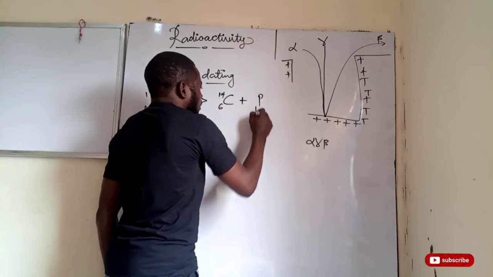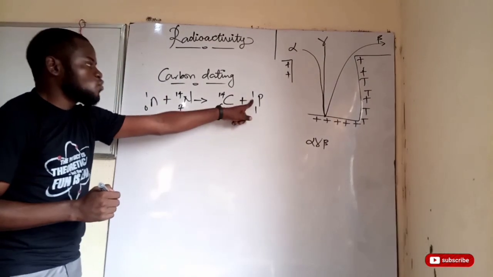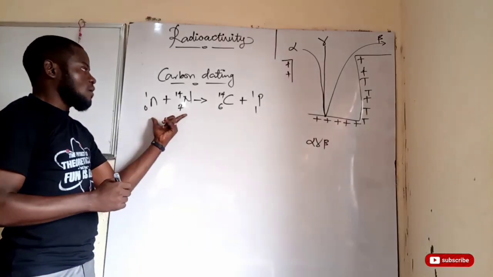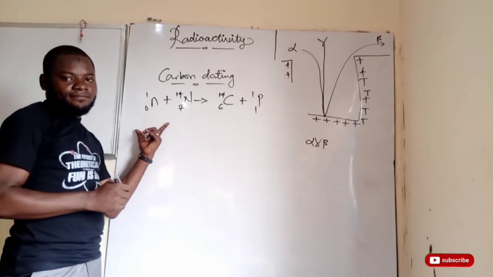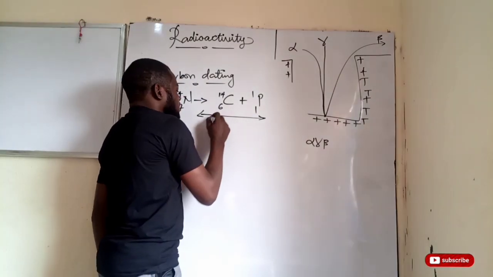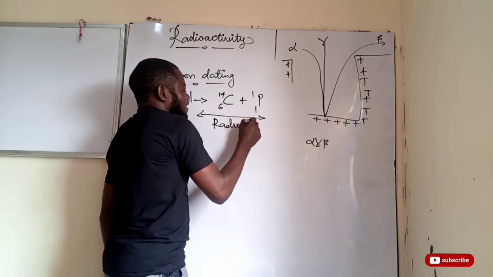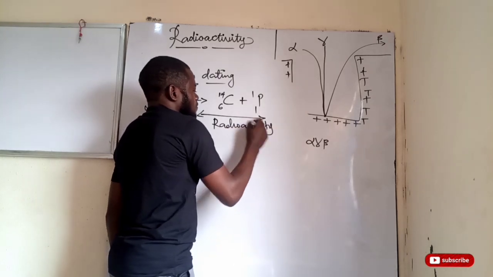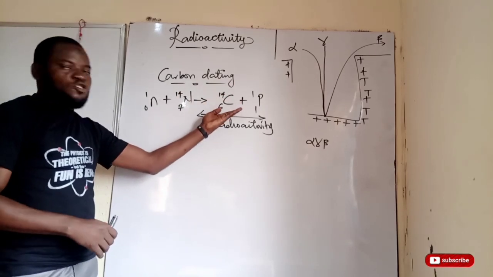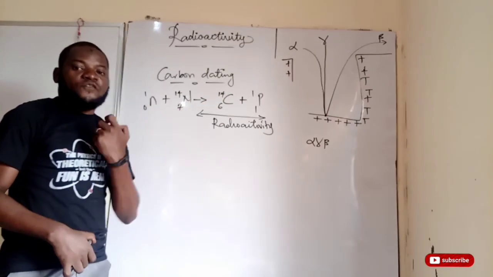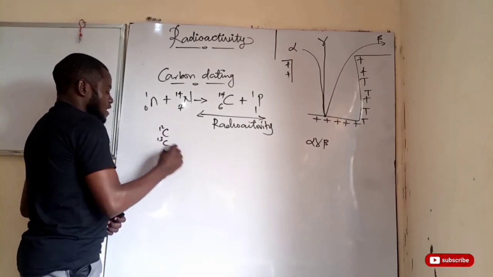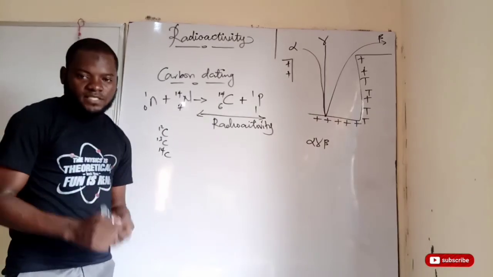Plus proton, whose mass number is 1 and atomic number is what? 1 also. This equation becomes what? Balanced like this. This reaction that we have here is called what? Radioactivity. Are we together now? This is what we call isotope of carbon. You know, when we talk about the isotope of carbon, we have what? Carbon-12, we have carbon-13, and we have carbon-14.